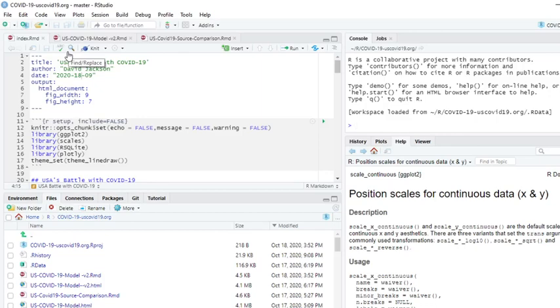Today is Sunday, October 18th, and I'm getting ready to run my report for the COVID-19 report for the U.S.